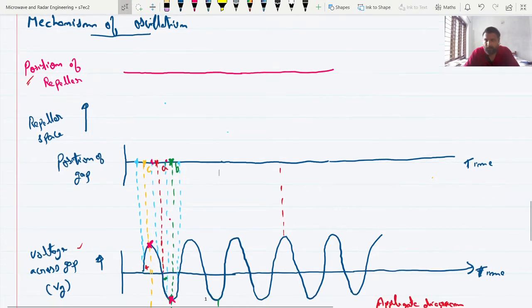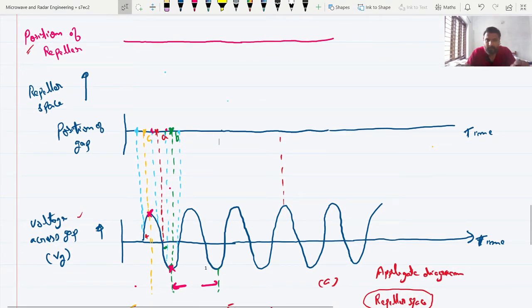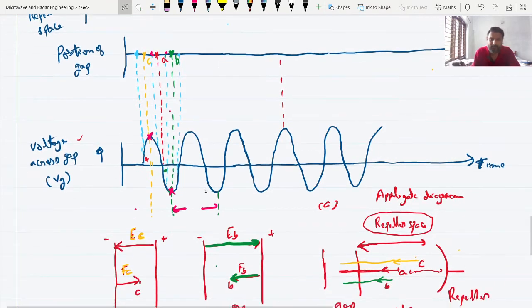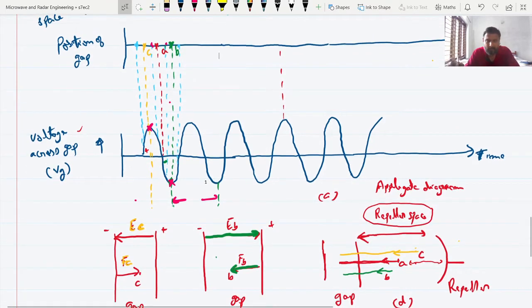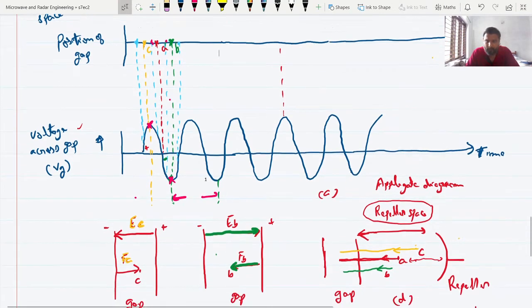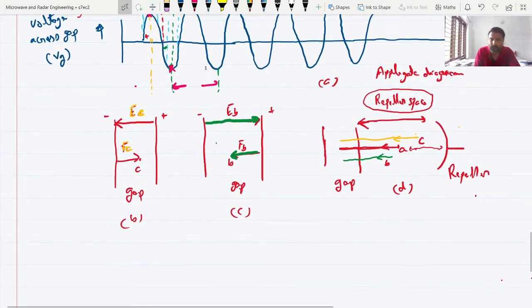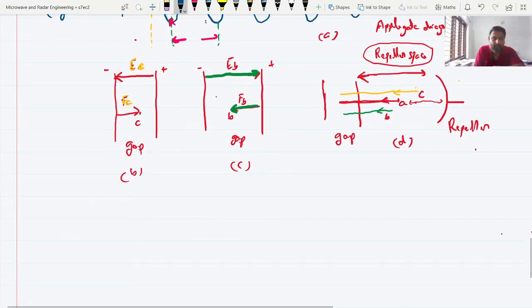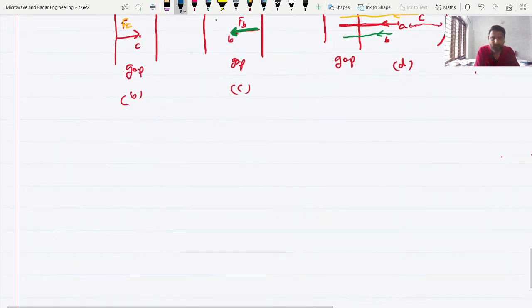I will point out some of the things as well as the applegate diagram of a reflex klystron oscillator, and how it works. I will write the first point first. Let me come to this. I have drawn the initial case of the applegate diagram here, but we can come back to this diagram. But I will write some of the points related to the mechanism of oscillation of the reflex klystron oscillator. So let me write the first point.